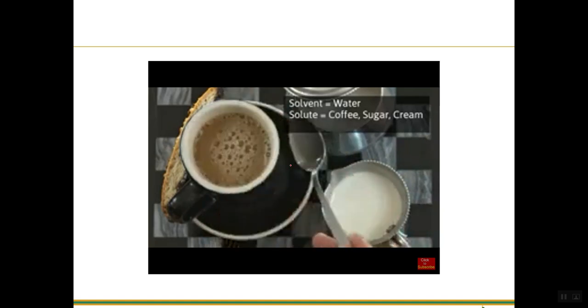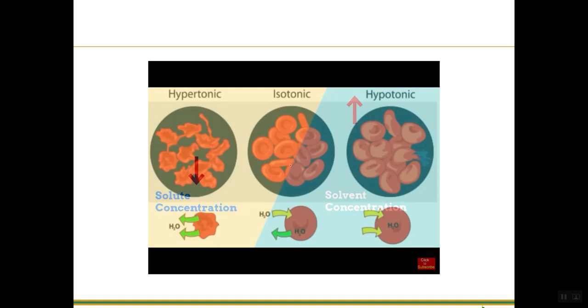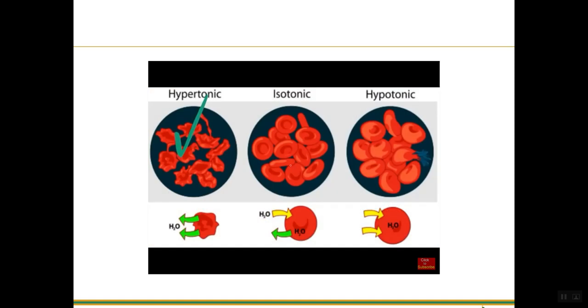Now, there's a relationship between the solute and the solvent. As the solute increases, the concentration of solvent decreases. And as the concentration of the solute decreases, the concentration of the solvent increases. So let's look at this blood cell. In hypertonic, it gets smaller or shrivels up. In isotonic, it stays the same. And in hypotonic, it gets larger.